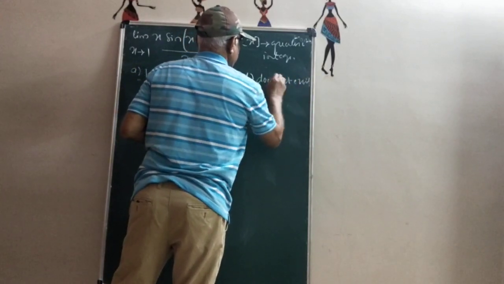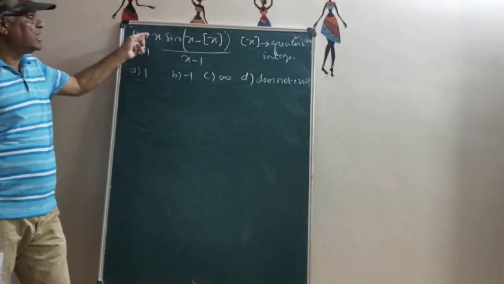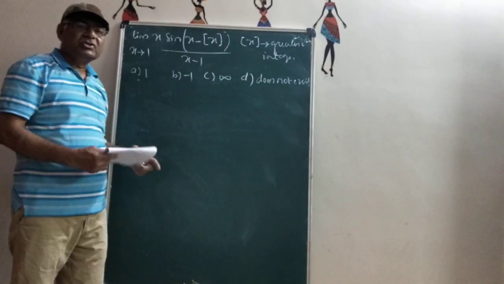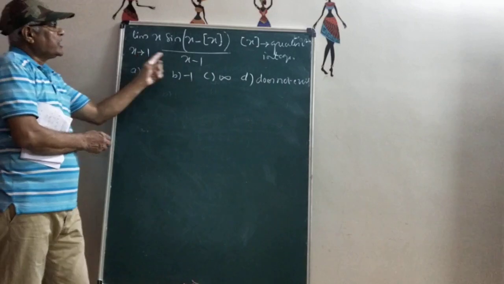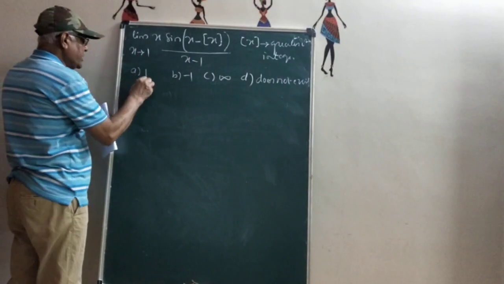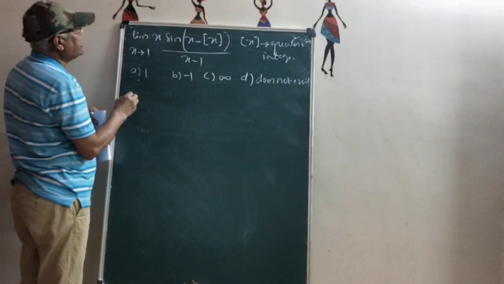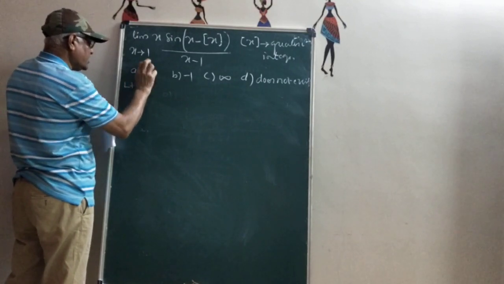Students, once again here we have come across the greatest integer function. You know very well that generally in the case of the greatest integer function, the limit does not exist. First put x equal to 1 here, 1 minus 1, that is 0, so use the L'Hopital rule. Instead of the L'Hopital rule, let me calculate the left hand limit and right hand limit.